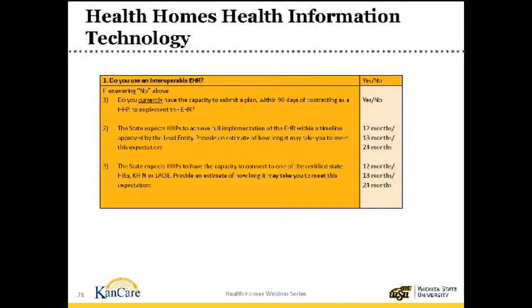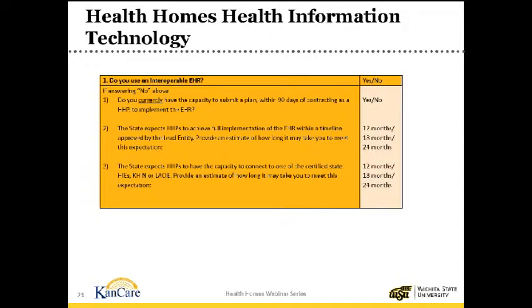So health, home, information technology. And I know we're using some acronyms here, so bear with us. We're really asking, do you have an interoperable electronic health record that you're using? And it's okay if you answer no. Questions 1 through 3 below are going to just kind of gauge where you are and help the MCOs know what they need to do to help you move forward. So question 1, do you currently have the capacity to submit a plan within 90 days of contracting as a health home partner to implement the EHR? So we're just asking, do you have a plan? Can you commit to making a plan within 90 days of contracting, yes or no?